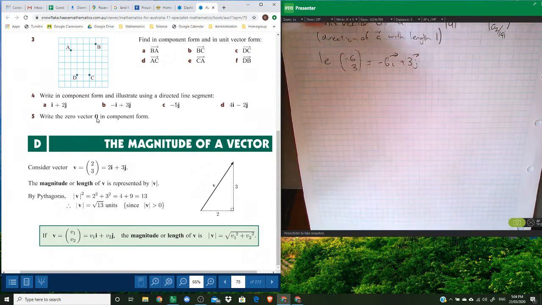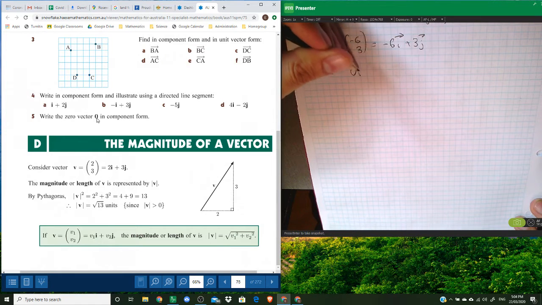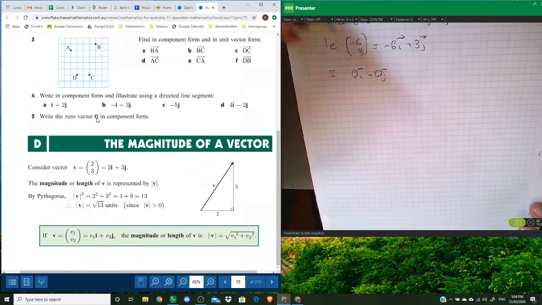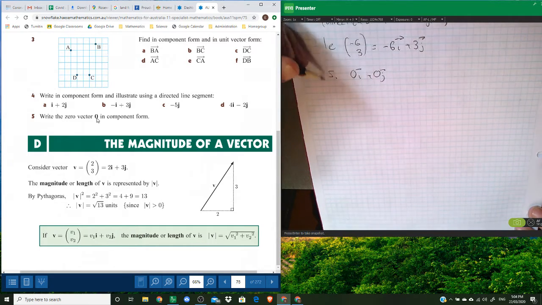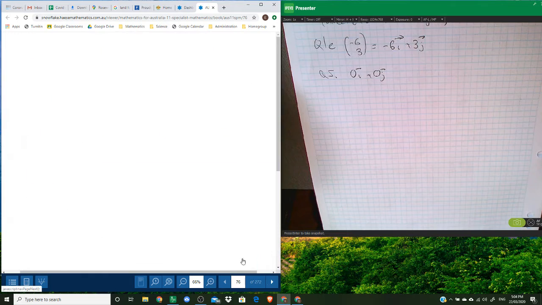Zero in component form. Well, that's kind of simple. 0i plus 0j. It's going nowhere in both components. All right. So magnitude of a vector, let's look at some values for this. Let's go through that one.